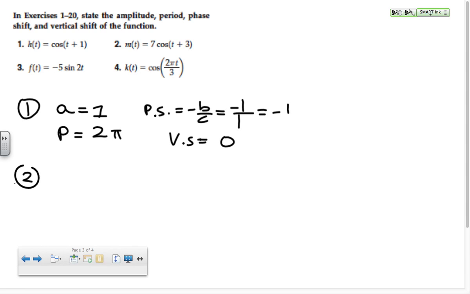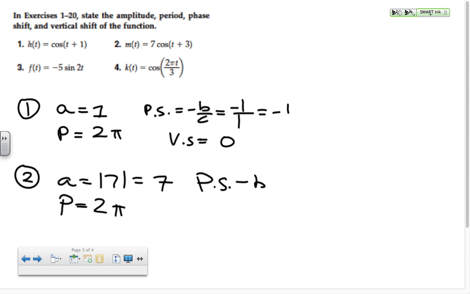Let's look at 2. Amplitude, okay, absolute value of A, which is 7. Okay, fairly simple, right? The period, okay, this is another one. There's no B on the T, so the period is 2 pi. Okay. Phase shift, a little bit different, right? Negative B over C, negative 1 over 3. So the phase shift is negative 1/3. So it's going to shift it negative 1/3 units back. Okay. And the vertical shift, there is no vertical shift.